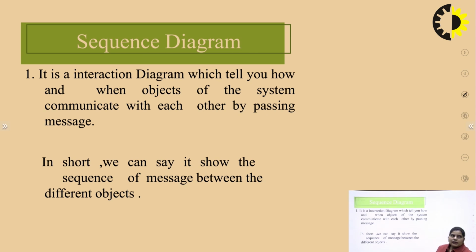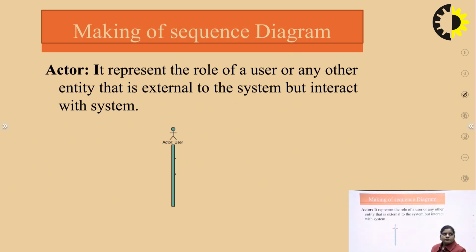So we can say that it is an interaction diagram, which tells you how and when the objects of the system communicate with each other by passing simple messages. In short, it shows the sequences of messages, what kinds of messages are communicated between the different objects. That whole sequencing comes under the sequence diagram.